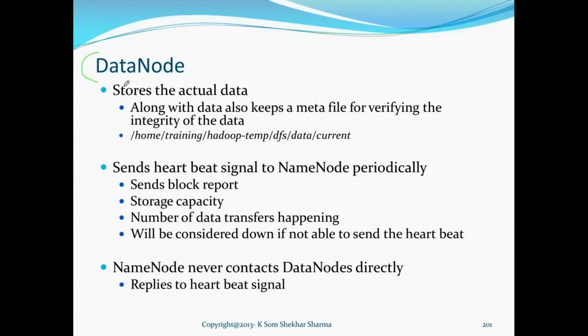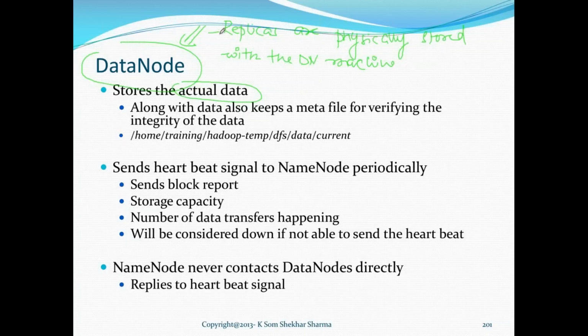If we talk about data node, the data node stores the actual data. We have seen that replicas are physically stored with the data node machines. And you know where to find this. You have to look for the property dfs.datanode.data.dir, and if you go inside that directory, you will find those blocks.